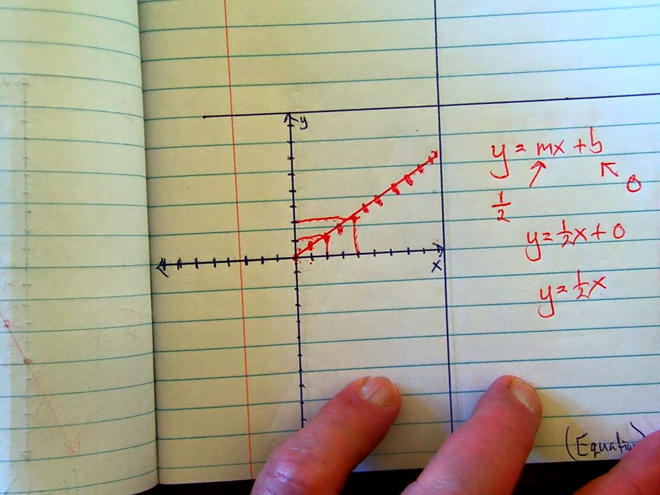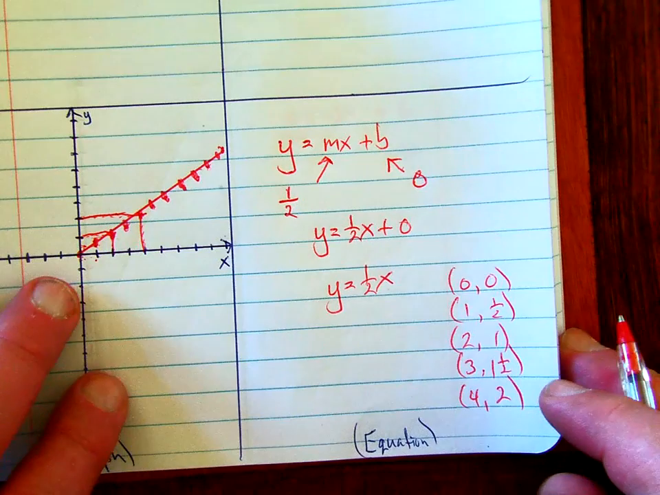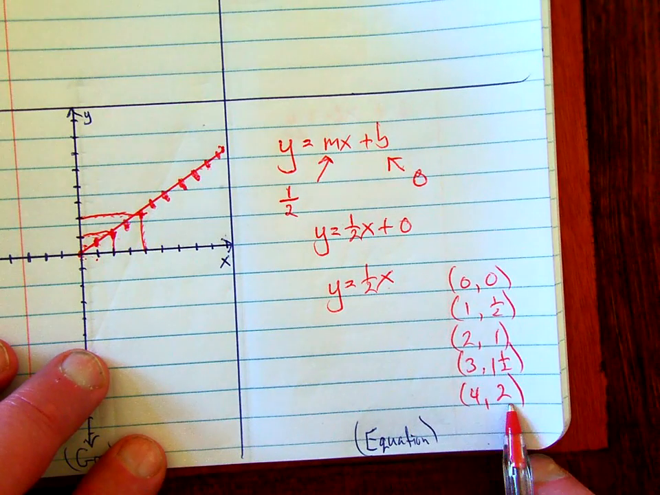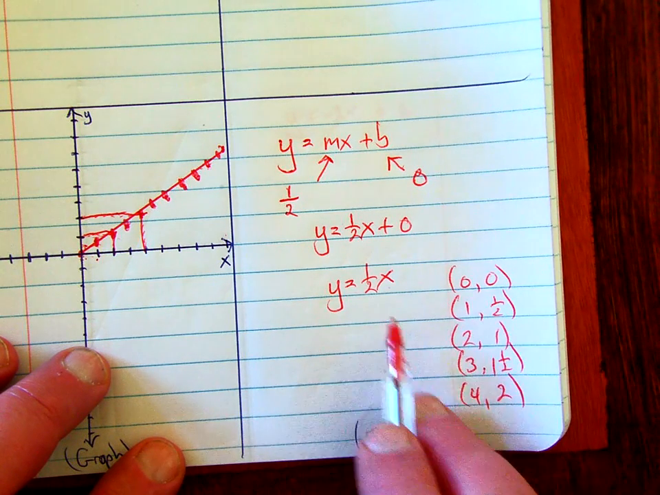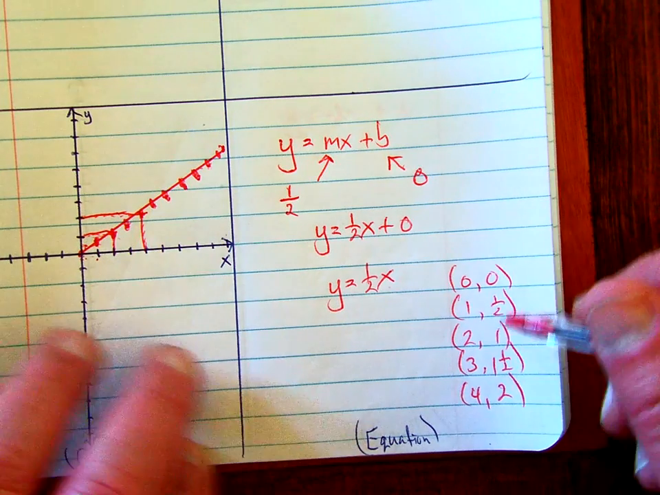Half of 4 is 2. 3 times a half is 1.5. 2 times a half is 1. These coordinates I can put into a table just to show them.